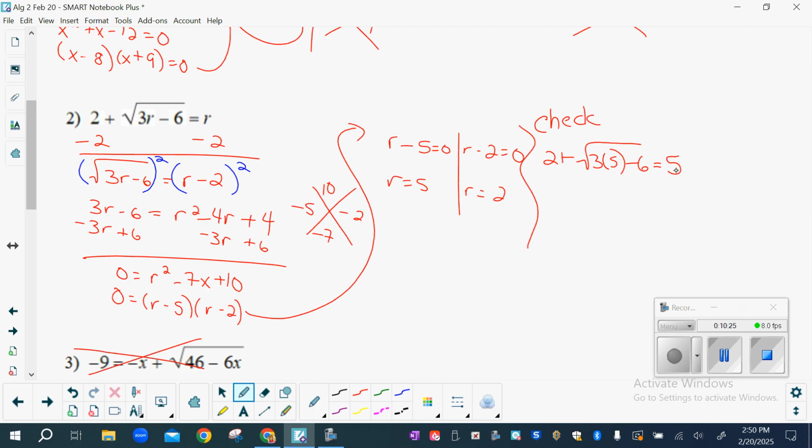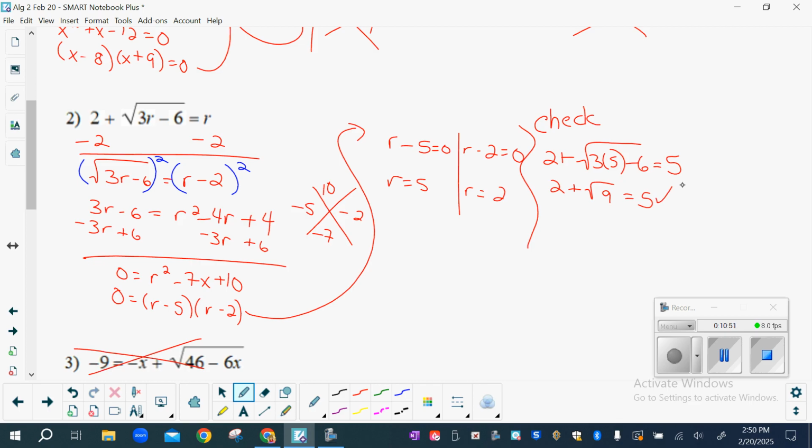Back there, what did I just do? You plugged in one of the numbers. That's right, and which one did I plug in? 5, that's right. So now we want to check and see if that works. 15 minus 6 is 9. So this would be 2 plus square root 9 equals 5. Is that going to work? Yeah, it does. Square root of 9 is 3. So that works.